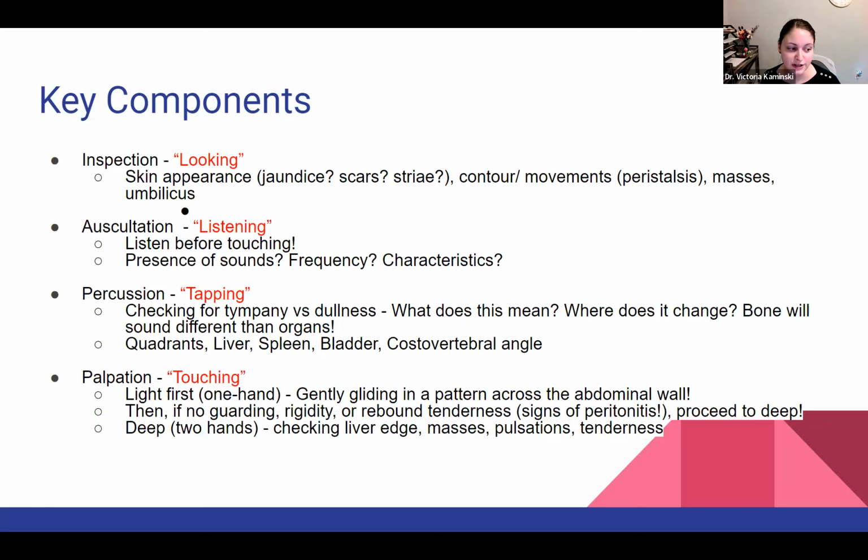And then with percussion, we're checking for tympany versus dullness. What does that mean? Where does it change? Bone will sound different than organs. Additionally with percussion, we're going to be percussing over all four quadrants, as well as the liver, the spleen, the bladder, and the costovertebral angle, so the flank area. And palpation with light palpation first, then deeper palpation.